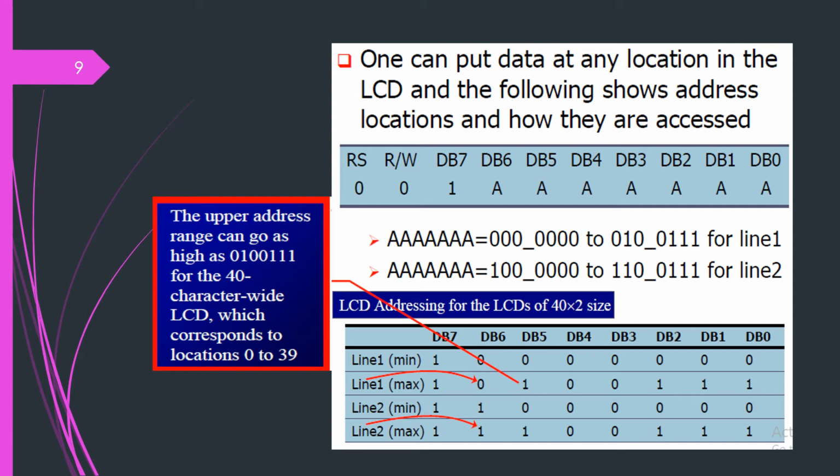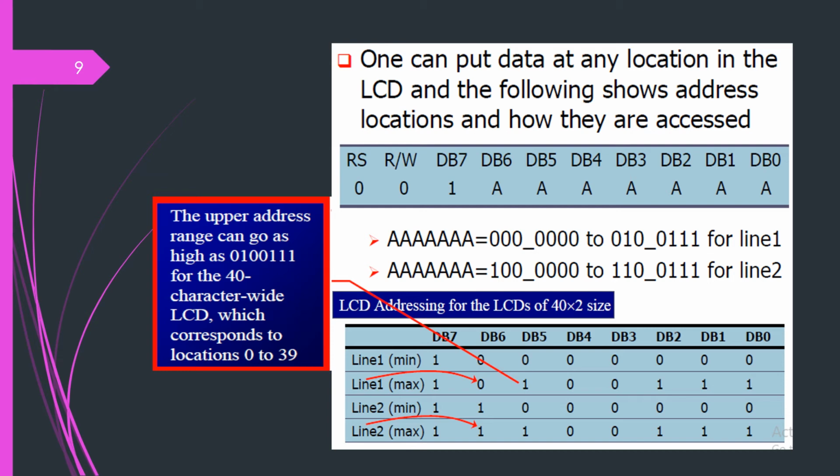Addressing for a 40 by 2 LCD, you can have line number 1 and line number 2. The upper address range can go as high as 100111 for a 40-character-wide LCD, which corresponds to locations 0 to 39. Whenever it is a 2-line display with 16 characters, accordingly we can use only 2 lines and the appropriate combinations. For a 20-character-wide LCD, it goes up to 19 decimal, that is a maximum of 10011 binary.